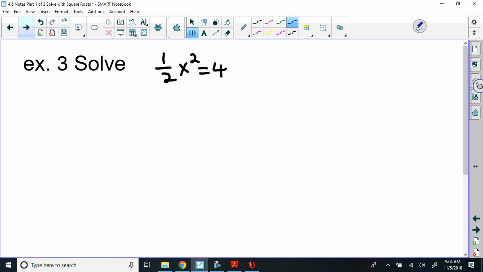All right, example 3. This one's not bad. We want to get x by itself. So before we can get x by itself, I guess we got to get rid of this 1/2, don't we? So what do we do? Divide both sides by a half. Okay, so 1/2 divided by a 1/2 is going to leave x squared on the left. But I don't know how to divide 4 by a half. It's the same thing as multiplying it by its reciprocal.